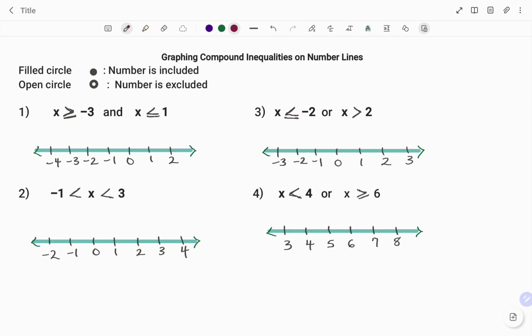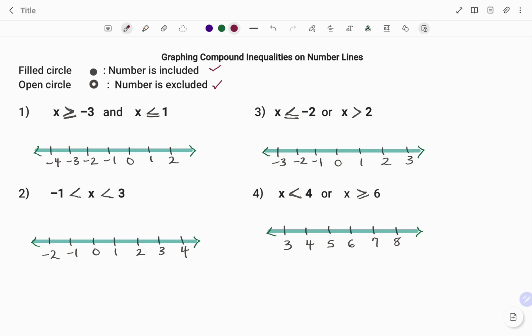If your inequality has an or equal to sign, then you know you're going to use a filled circle because the number will be included. However, if it's an open circle, the number is not included. Let's look at the following examples.